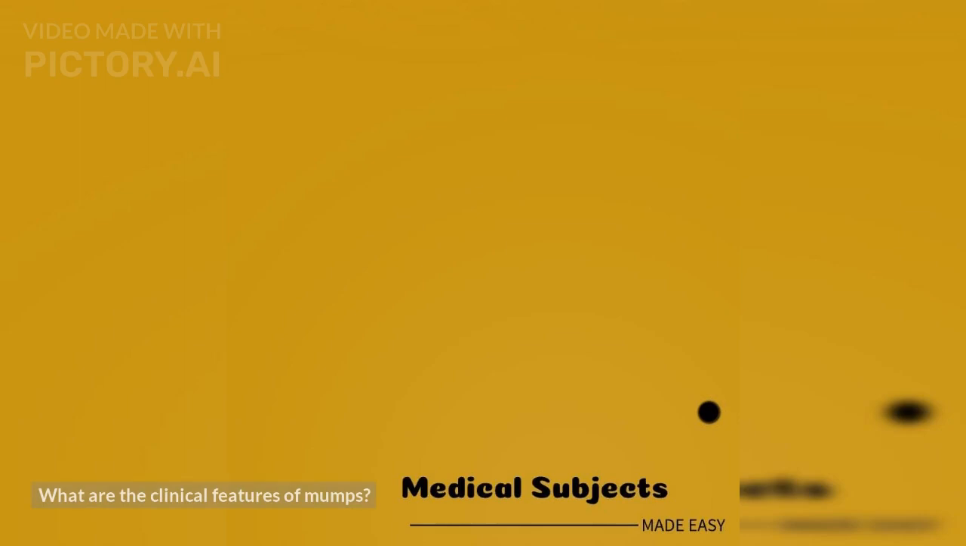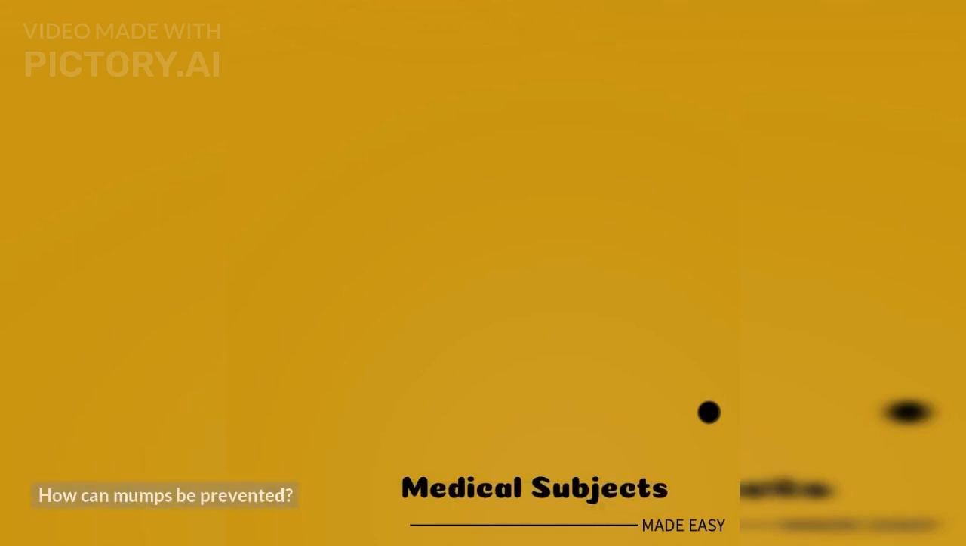2. What are the clinical features of mumps? Fever, headache, body aches, swelling of parotid glands. 3. How is mumps diagnosed in a laboratory? Detection of mumps-specific IgM antibodies or isolation of the virus from saliva or urine samples. 4. What is the treatment for mumps? Supportive care, such as fluids, pain relievers, and warm or cold packs for the swollen glands.